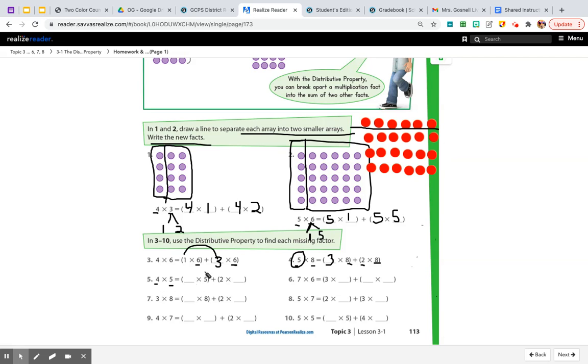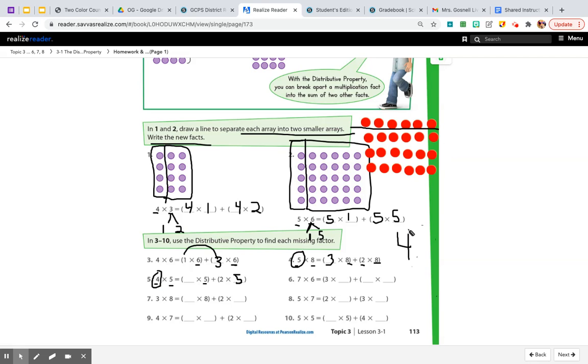And looking at my first multiplication problem right here, I notice a 5 and then a 5 here. That tells me that this one is also going to have 5 columns because the number that was decomposed and split apart was the 4.